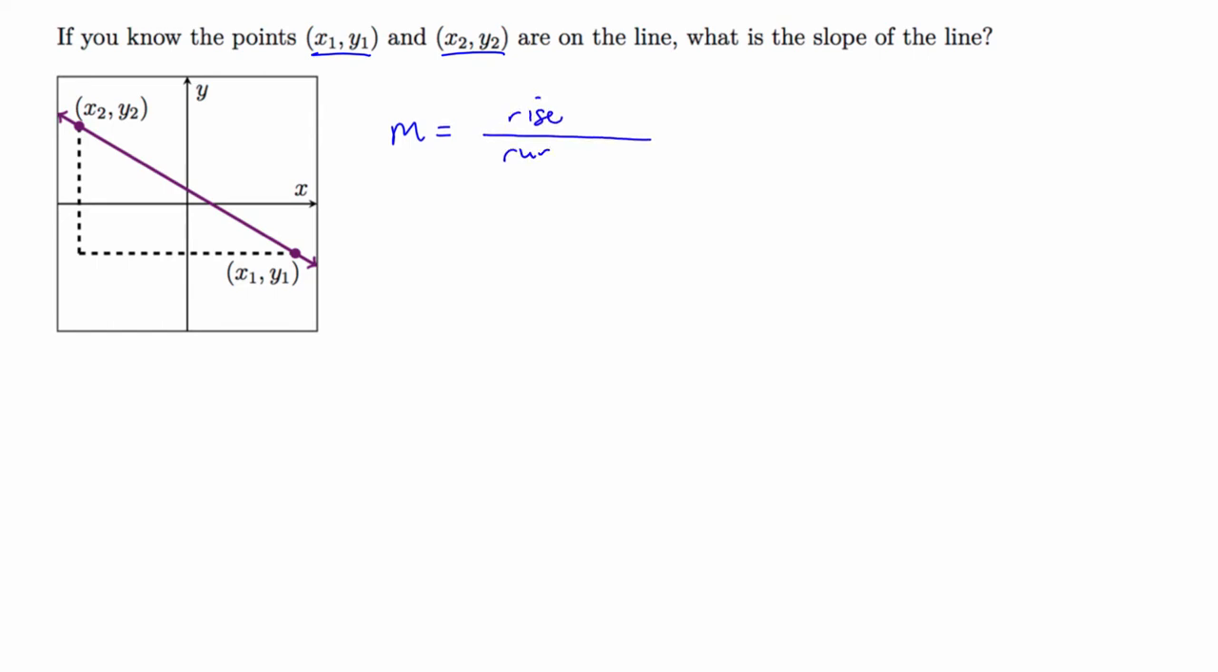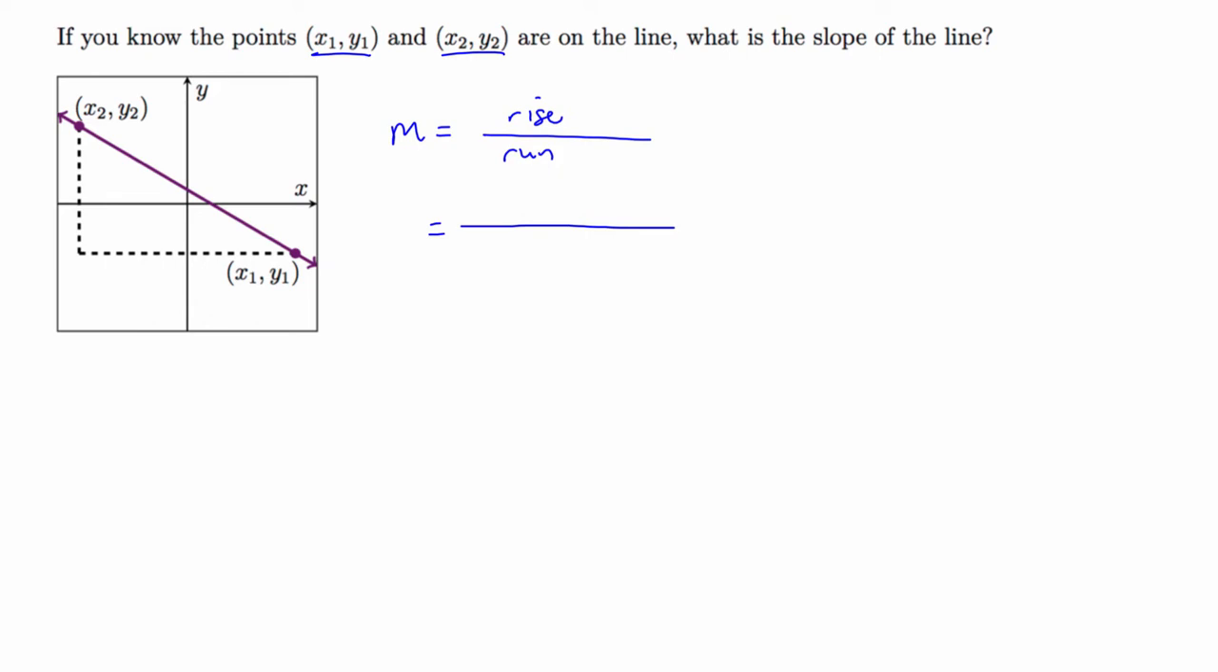The problem is I can't count it out. I don't have any concrete numbers to work with. So what I need to do is think about, what would the rise be capturing? How would I represent this rise? Well, the rise is the change in the height. It's the change in the y values. And the way we represent change is difference.